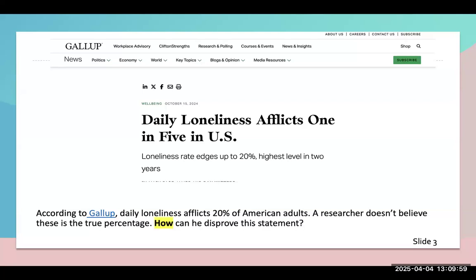Now, let's say that a researcher doesn't believe that 20% is the true percentage. How can the researcher disprove this statement? We're interested in coming up with a procedure to determine if this type of statement is true or false.